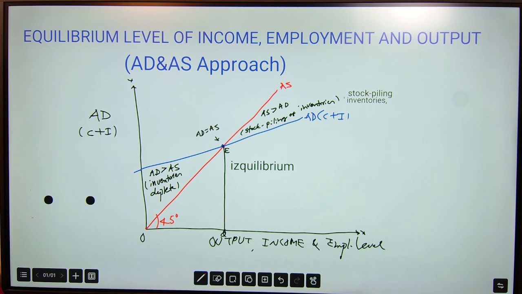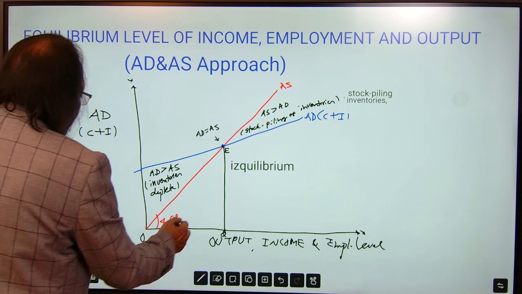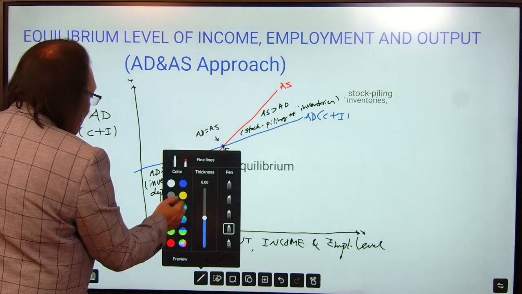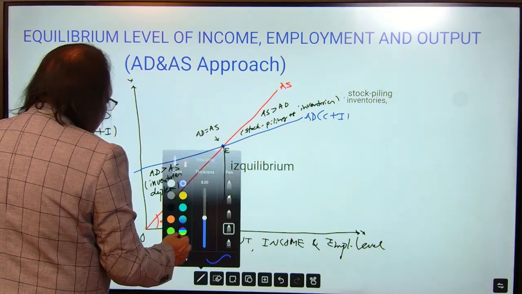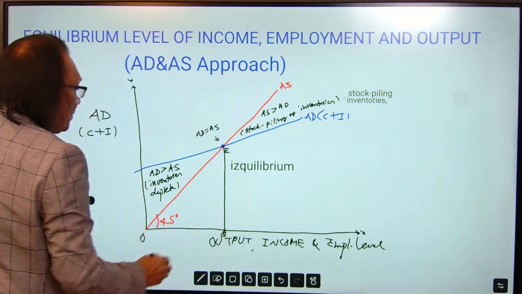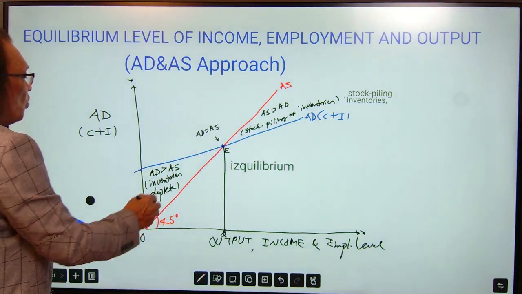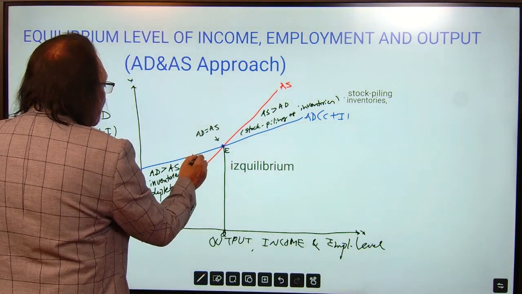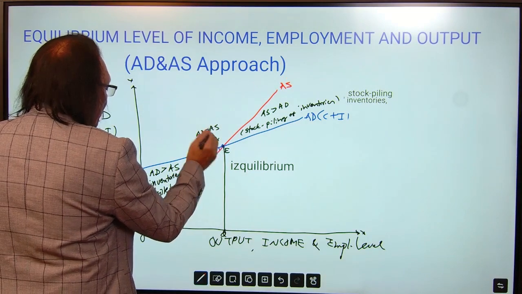If we see before OQ level of output, AD is greater than AS. As a result, inventories deplete. That means they are getting finished. If aggregate demand is more than aggregate supply, there is scope in the economy to increase the output, income and employment level. We'll move towards it. Here there is a scope. You can increase the output. There is a possibility here. We can increase the level. You can go like this. Output will increase, employment and income will increase, because there is a scope here. This gap is being bridged here, till the point.